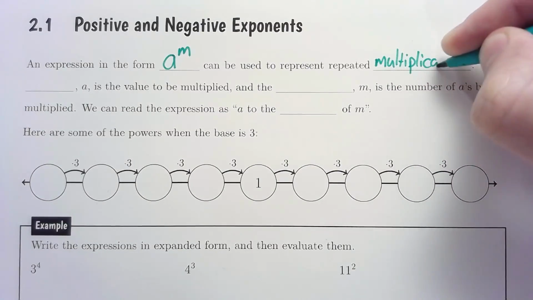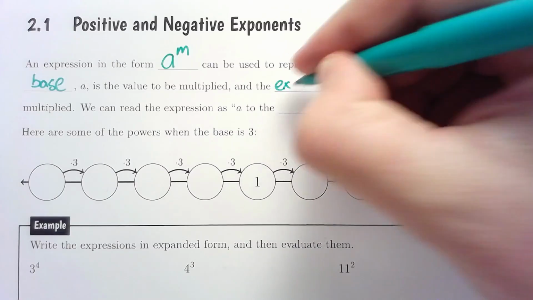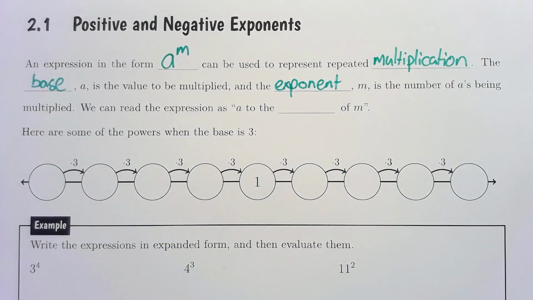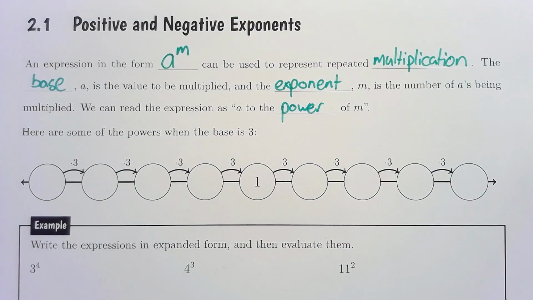The base, which we wrote as a, is the value to be multiplied, and the exponent, which we wrote as m, is the number of a's being multiplied. We can read the expression as a to the power of m. Let's look at some of the powers or exponents when our base is 3.